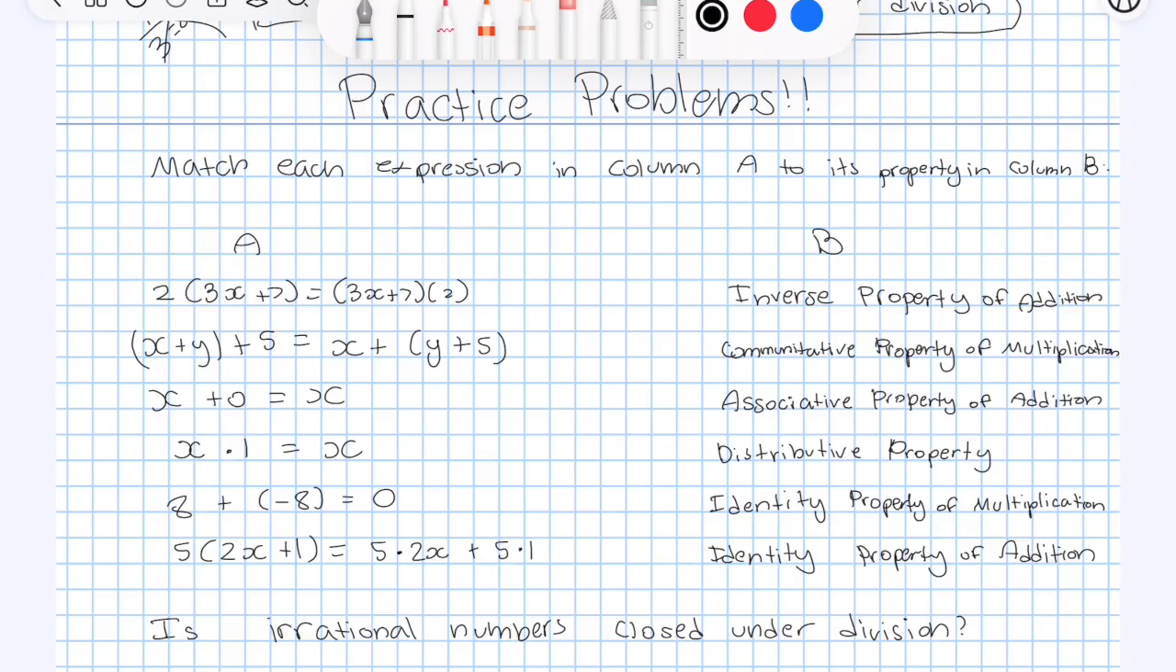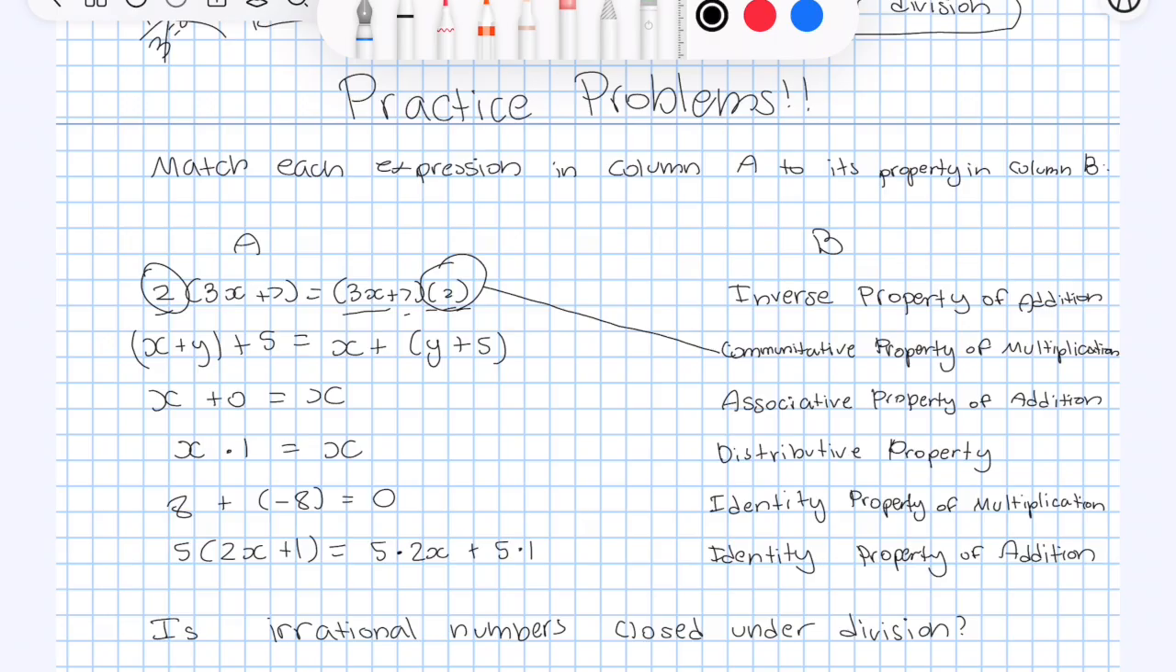Okay, here, the first one. We have 2 times (3x plus 7) is equal to (3x plus 7) times 2. Even though it may seem like it's the associative property because the parentheses seem to be changing, because there are no parentheses around the 2, it's really not that, because the groupings are staying the same, just the position of the 2 is changing. It went from the front and now it's in the back. So this property is the commutative property of multiplication.